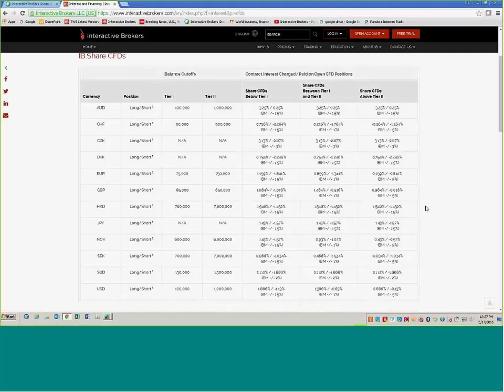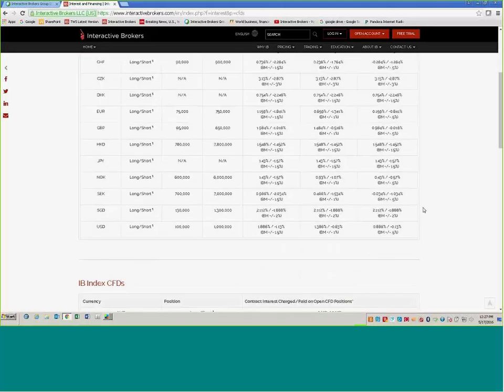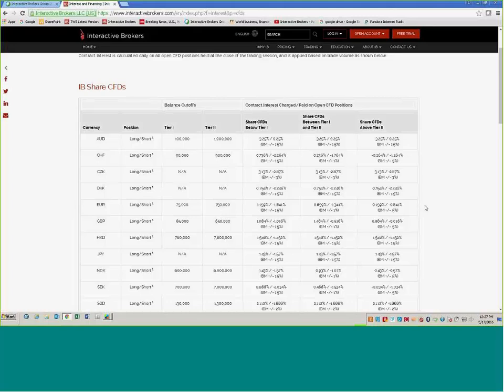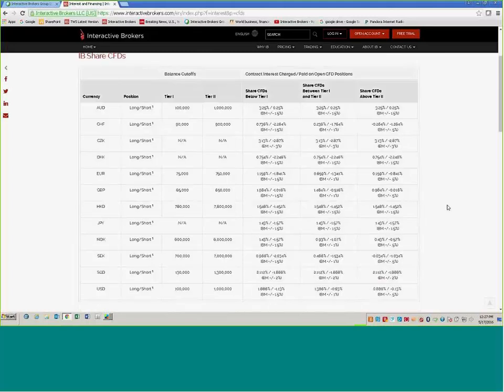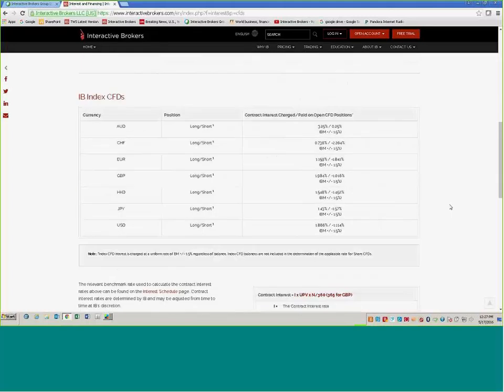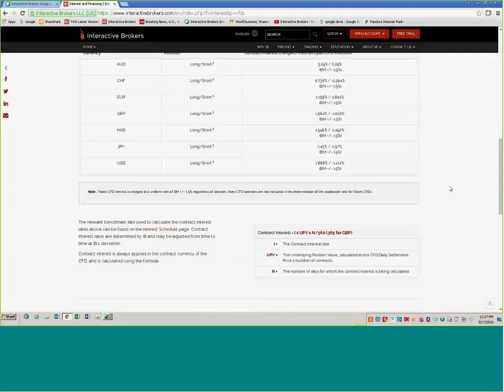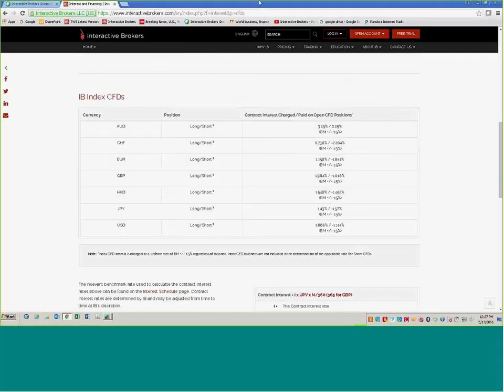So it's pretty explicitly explained there for shares on the website on that CFD tab, and then for index CFDs, it's explained there, broken out again by currencies.